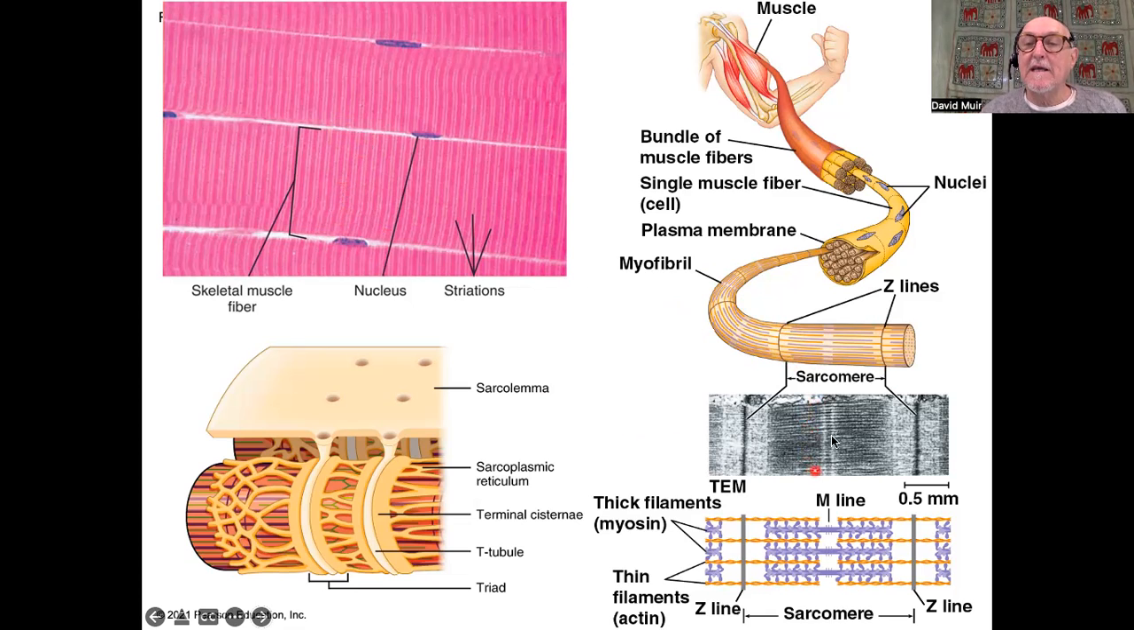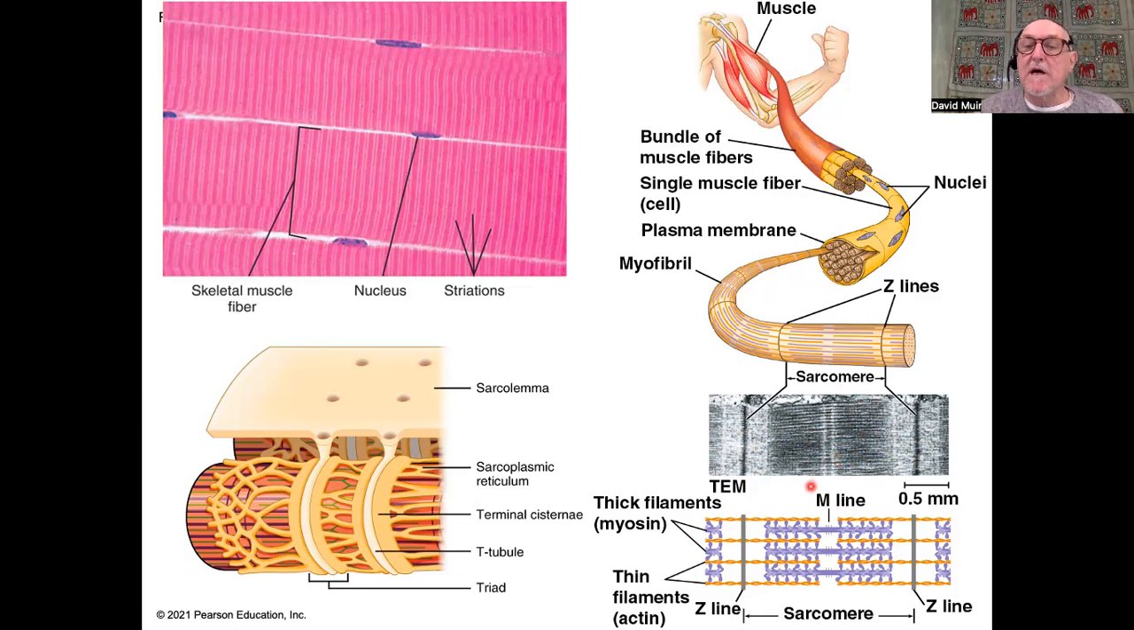And here they are here. This would be a stripe. This whole thing here would be a stripe. And then on either side of it, the Z lines. And that unit, Z line to Z line, with all of the internal organization here, is called a sarcomere. And the sarcomere is the unit of movement in the muscle.